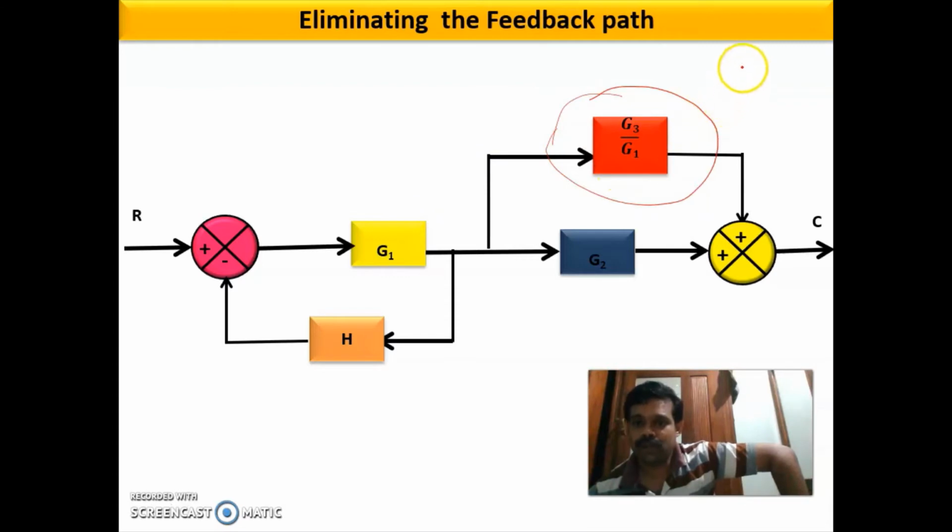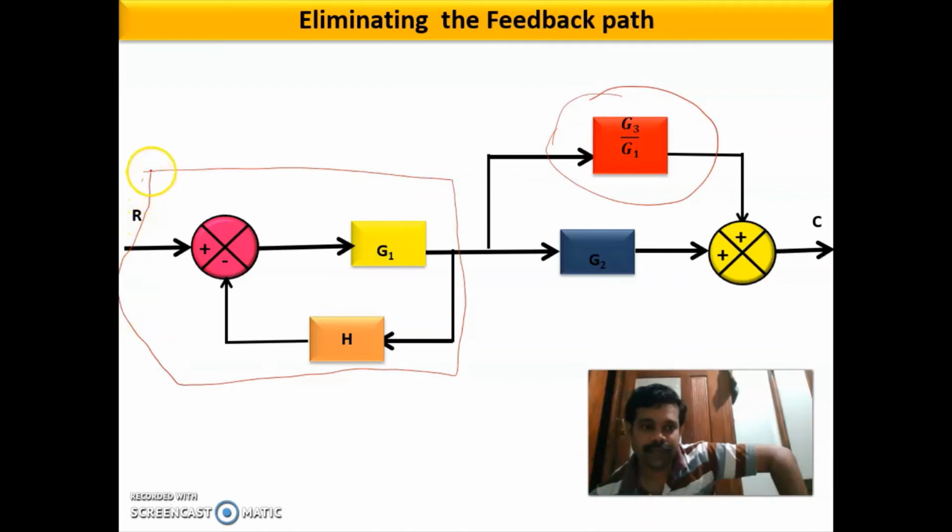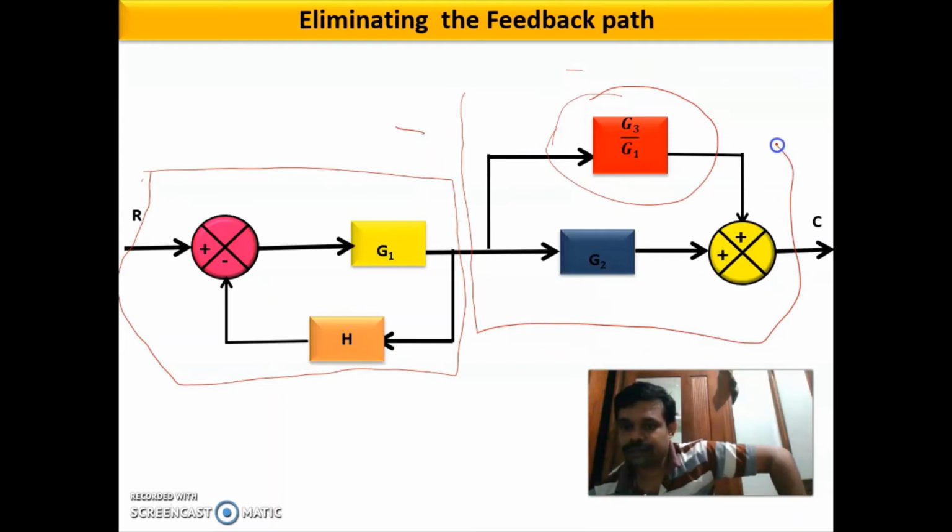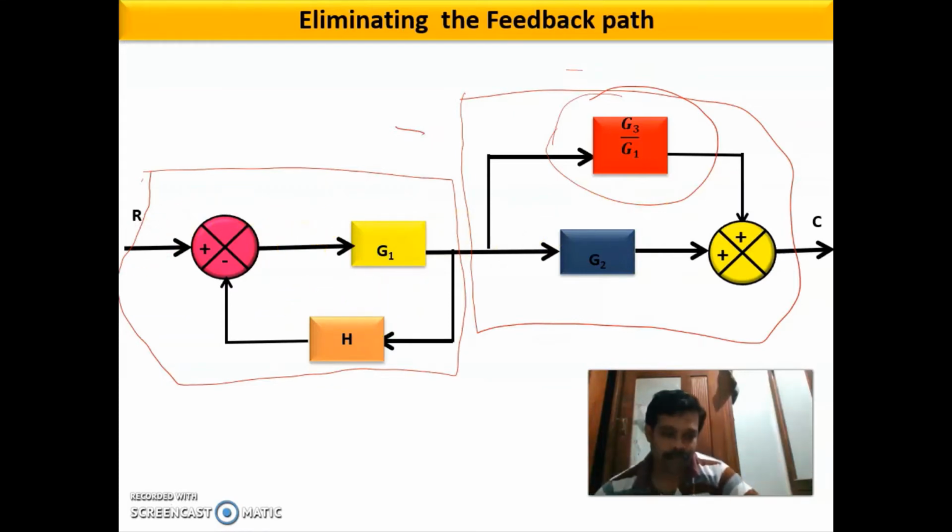Now this is a feedback loop, and here you are having parallel blocks. These G3 by G1 and G2 are parallel blocks, and this is a feedback loop. So we can eliminate one by one.